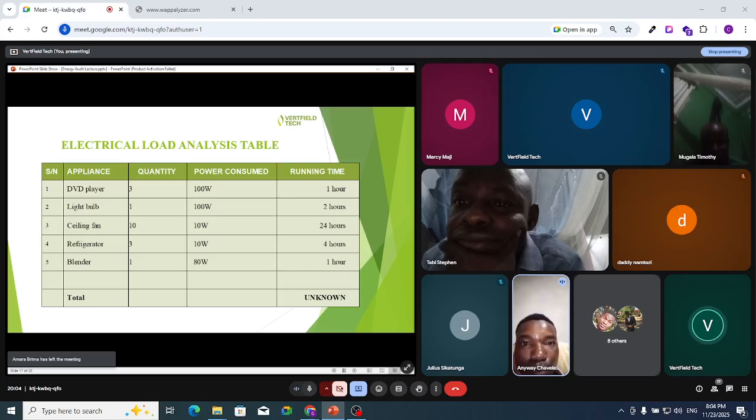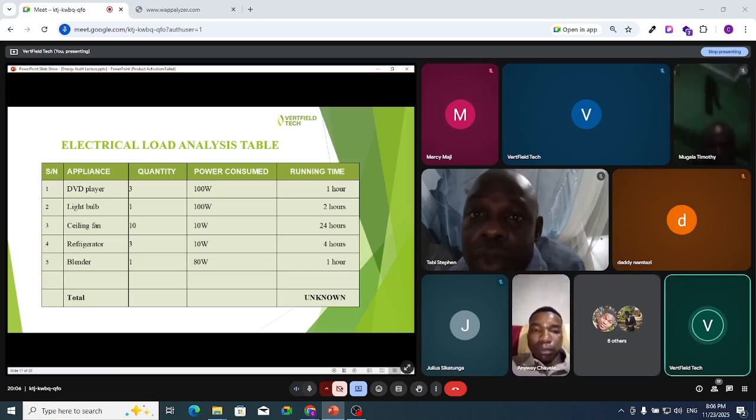So how then do we run a load analysis on these 5 appliances? It is very, very simple. We use a very simple formula, and that formula tells you that energy consumed is equal to quantity of appliance multiplied by power consumed multiplied by the running time.